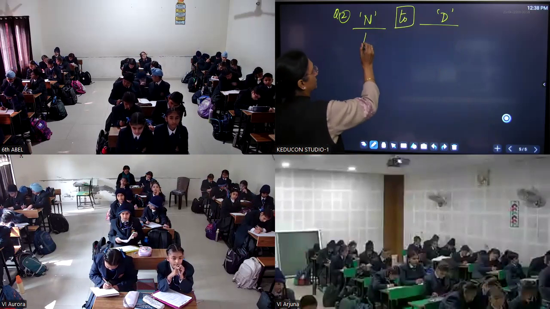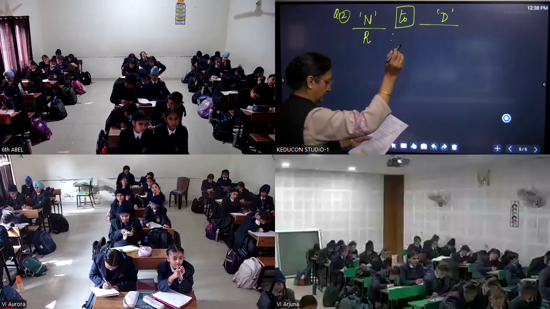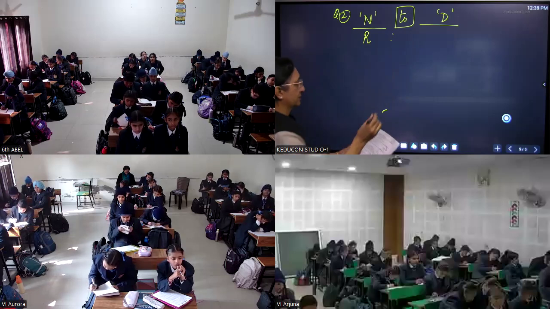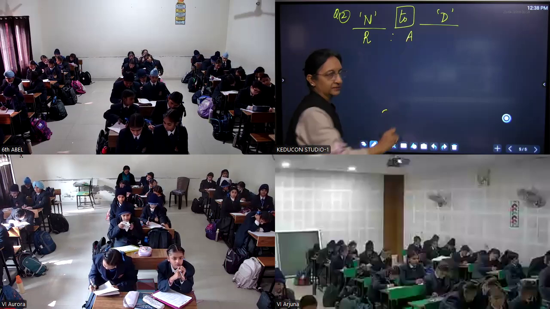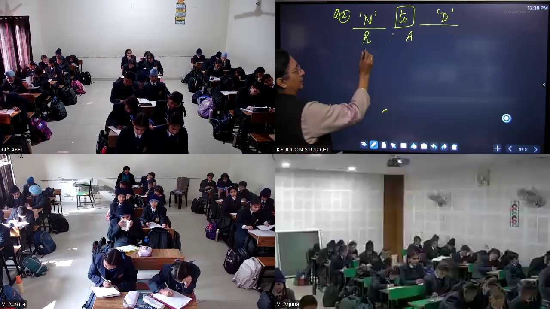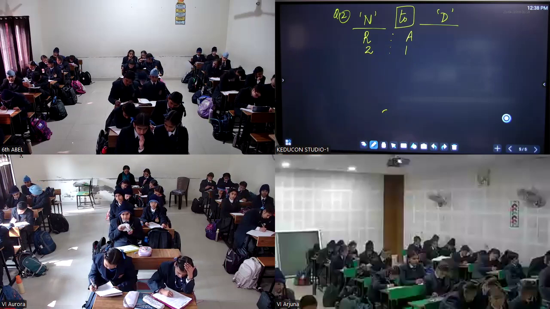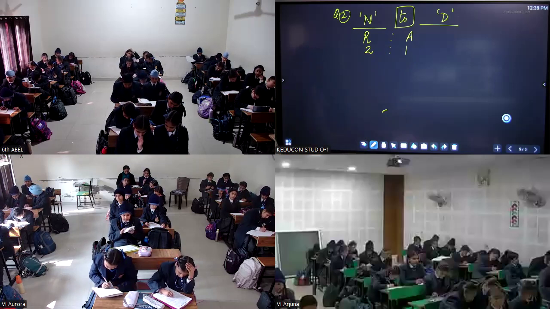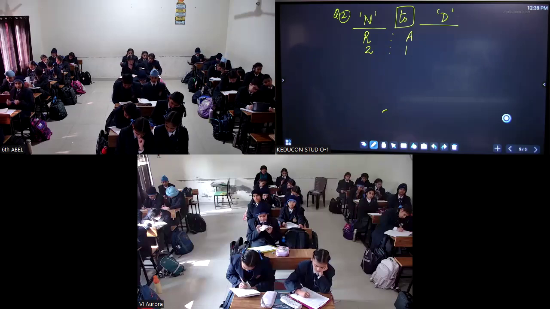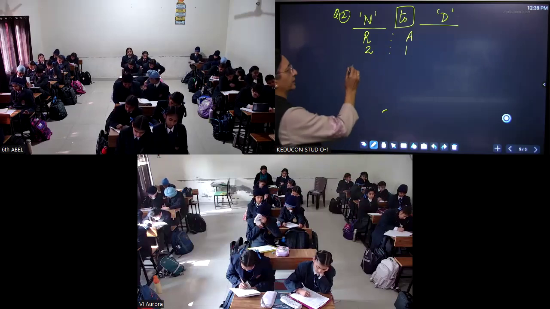This is Raman's home here. Ratio, other person is Aarti's home. I am representing as A. Raman's distance is, suppose, 2 kilometers, and let us suppose Aarti's distance is 1 kilometer. Right? 2:1, what it represents?